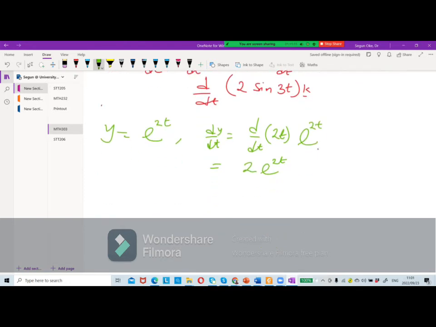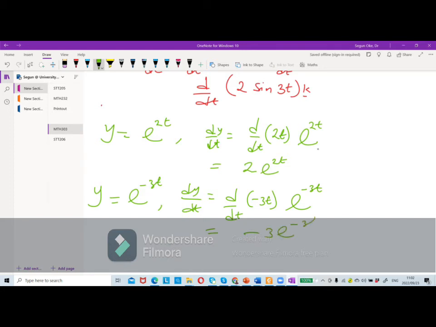Okay. So if I have y equals to exponential negative 3t, I'm going to have dy dt will now be d dt of the entire power, and rewrite what is there, minus 3t. So now, when I'm differentiating, what do I have? Minus 3, exponential minus 3t. Are you getting it?